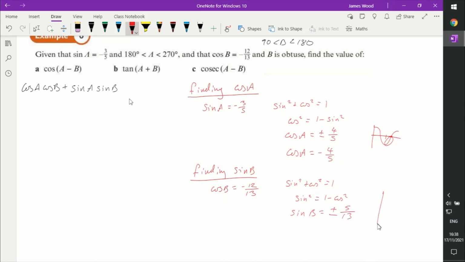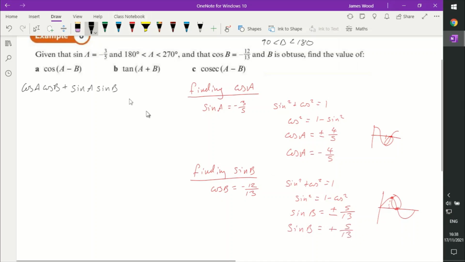Need to decide which it is. Let's draw the sine graph. Now it tells me angle B is between 90 and 180. So between 90 and 180, it's just this portion here. And I can see that as positive. So sine B is positive 5/13.